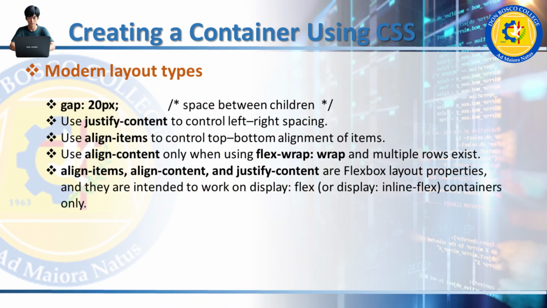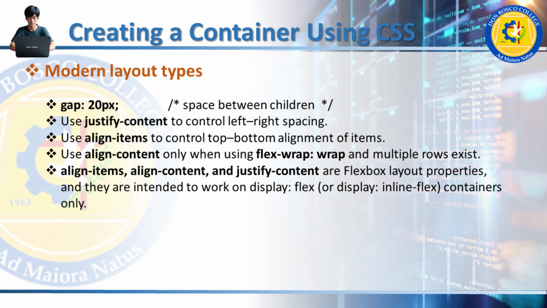Finally, the Gap property is used to create space between Flex container children. For example, Gap 20px adds a 20 pixel space between the Flex items. To control the left-right spacing of items, use Justify Content, and to control the top-bottom alignment, use Align Items. The Align Content property is used only when FlexWrap wrap is applied and multiple rows of items exist.